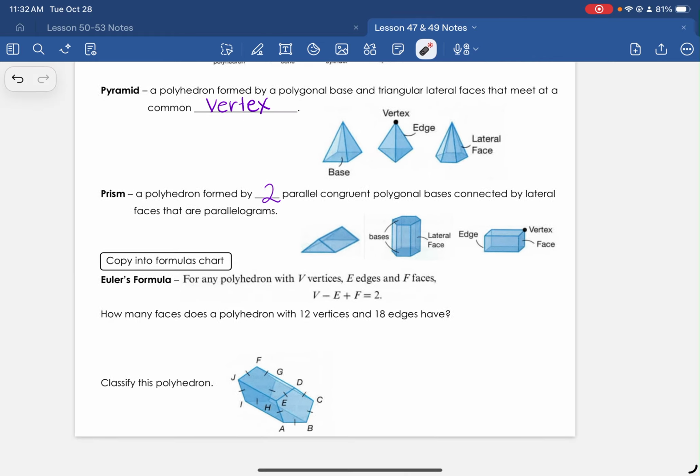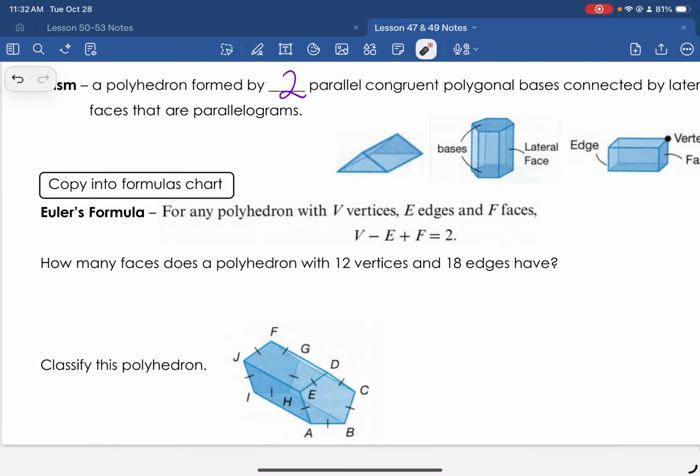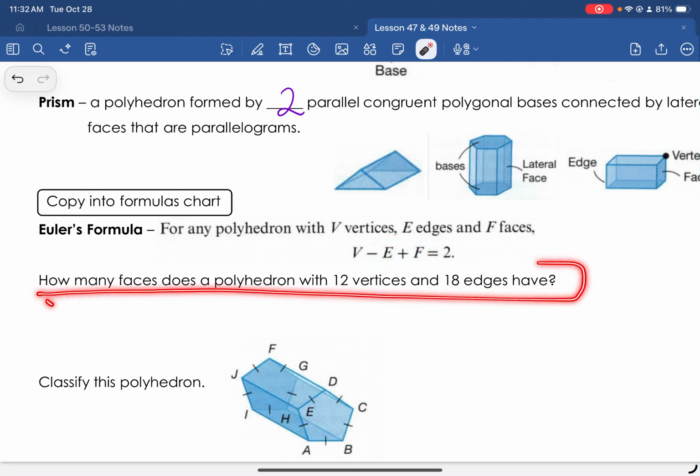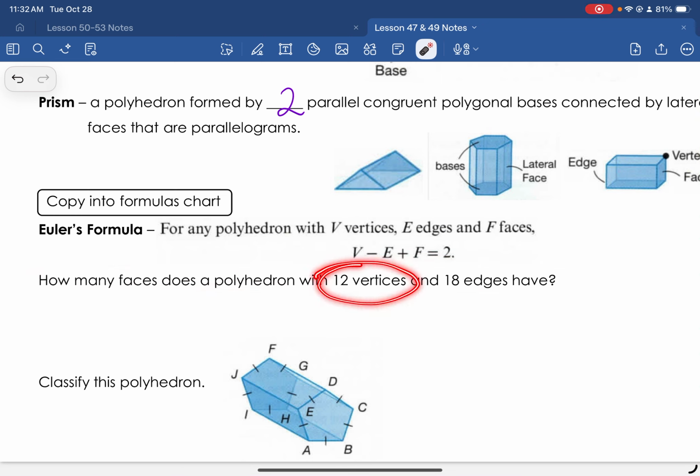All right, you're going to want to make sure this is in your formulas chart. It's called Euler's formula right here. It helps you find vertices, edges, and faces using this formula. So take a second to solve for this one. It says how many faces, so you're solving for F, does a polyhedron with 12 vertices, so that tells you what your V is, and 18 edges, so that tells you what your E is. So plug those values into this formula and solve for the number of faces.